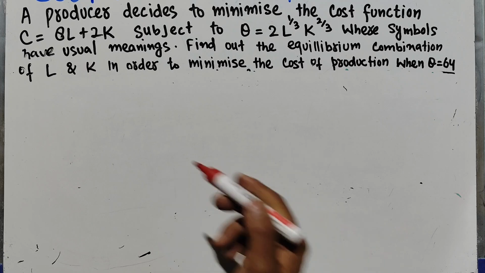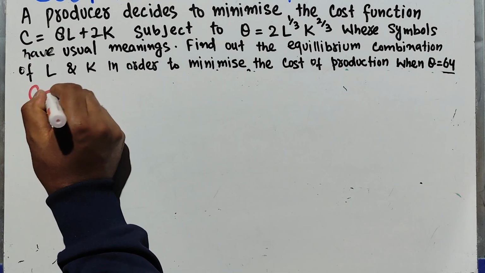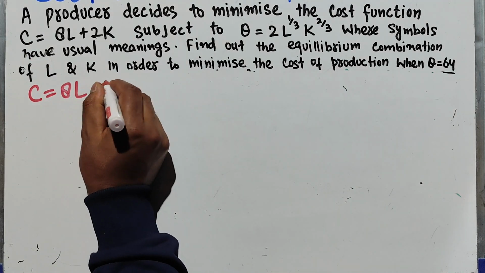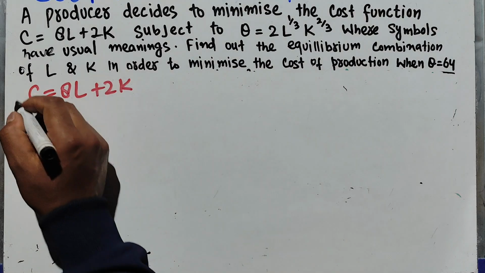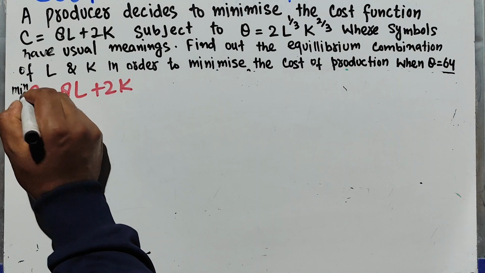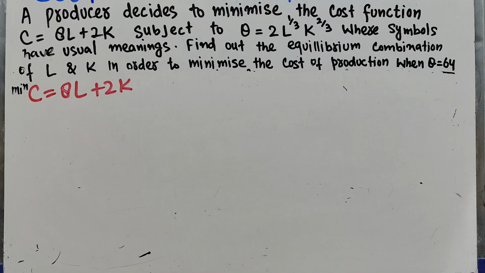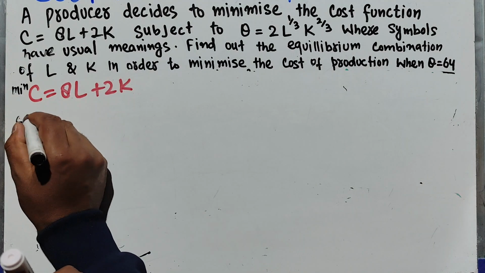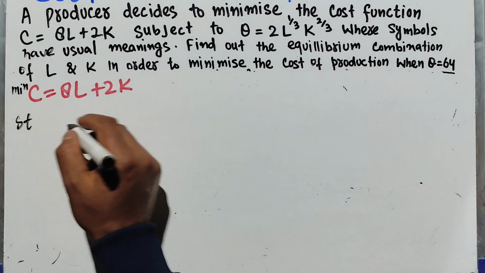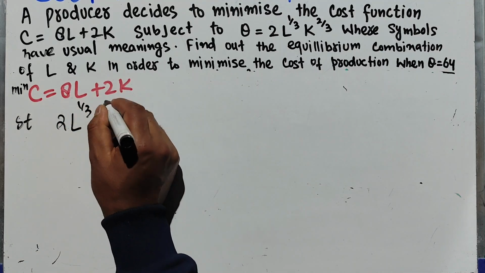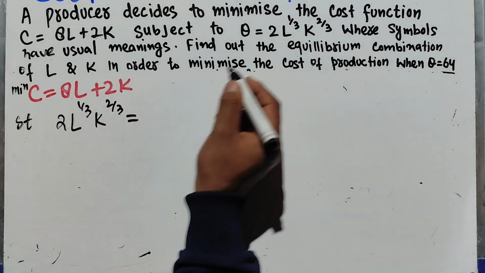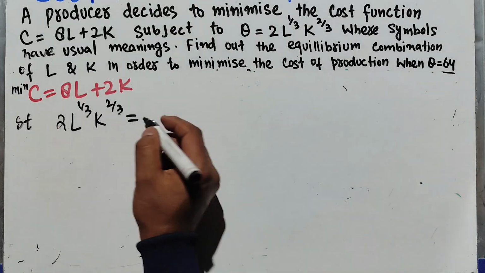So this is our cost function, that is C = 8L + 2K. We want to minimize this cost subject to the production constraint. What is the constraint? We have 2L^(1/3) K^(2/3), and we want to produce Q units of output, which is equal to 64.